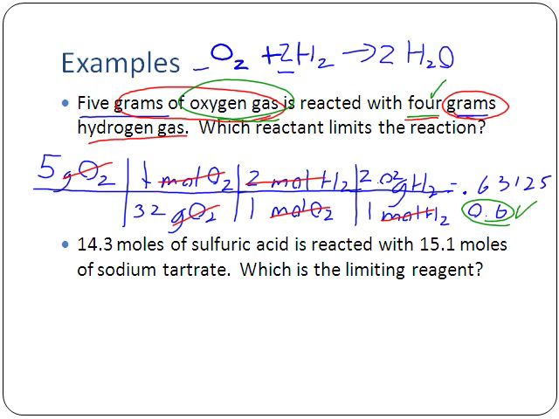Let's work out a second one. So what we're told here is we have 14.3 moles of sulfuric acid is reacted with 15.1 moles of sodium tartrate, which is the limiting reagent.